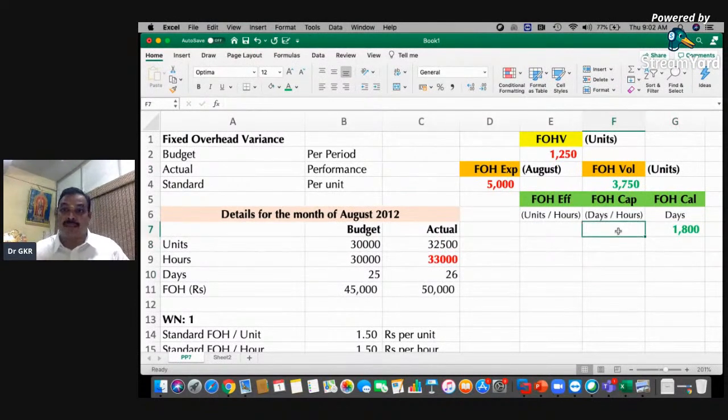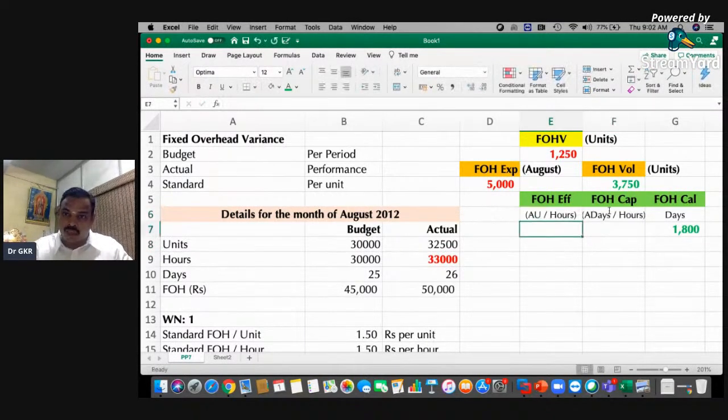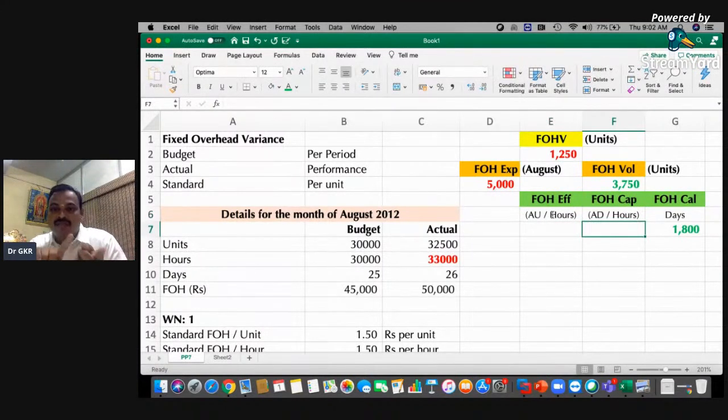Now let us see the capacity. I told you capacity means hours, but with respect to days. Efficiency means hours, but with respect to units. So what is your actual days? What is your actual units? Slow and steady. For actual days, compare what is hours.